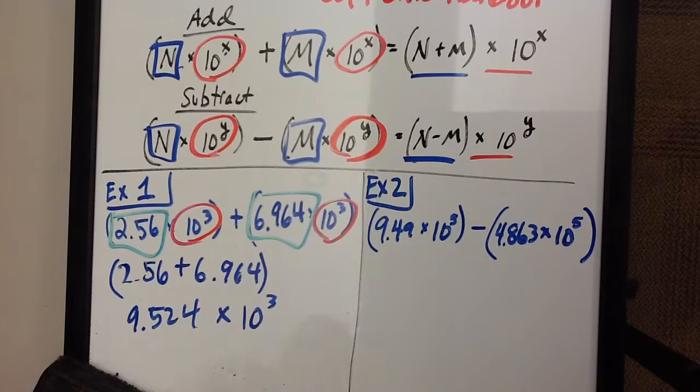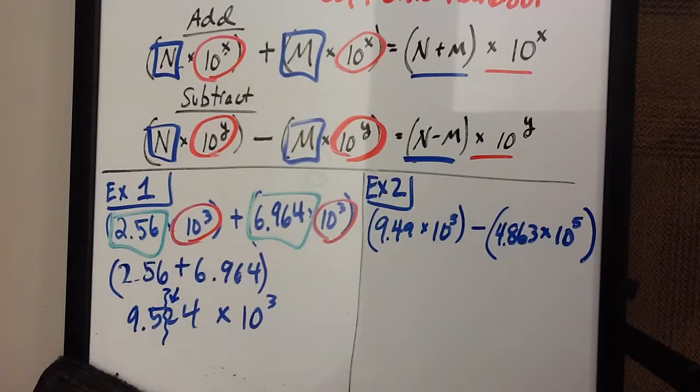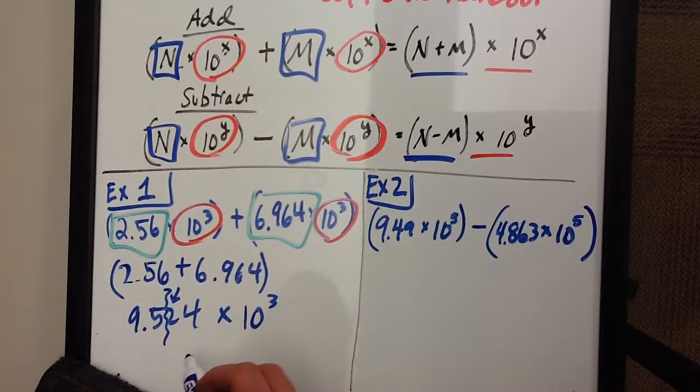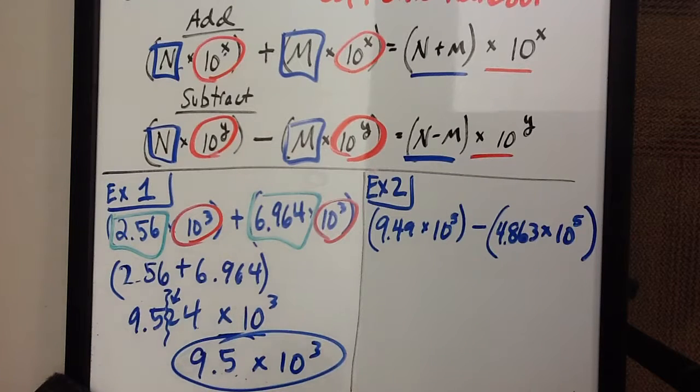But again, I want you to round this final base number to the nearest tenth. Okay, so I draw my little squiggly. I'm looking at that 2. That 2 in the hundredths place tells me to stay the same. I do not round up. So 9.5 is my final base number. And this stays the same, times 10 to the power of 3. That'd be my answer.